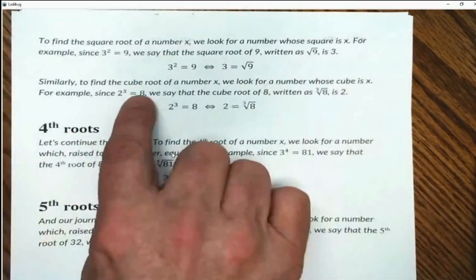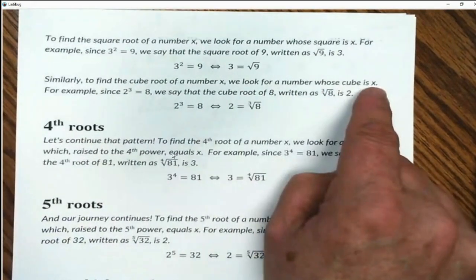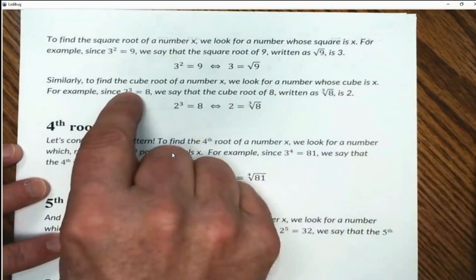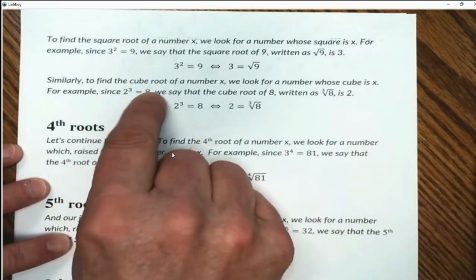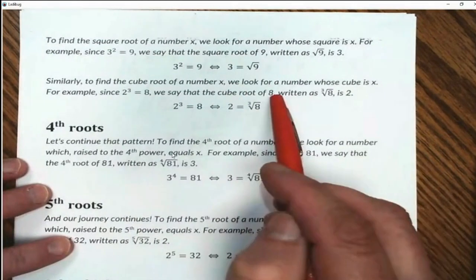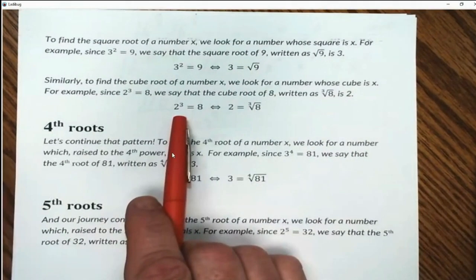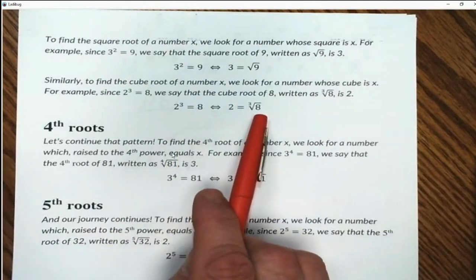Same thing with the cube root. We look for a number whose cube is that x. So since 2 to the third power, 2 times 2 times 2, equals 8, we can say that the cube root of 8, which is written like that, is 2. Since 2 to the third power is 8, then the cube root of 8 is 2.